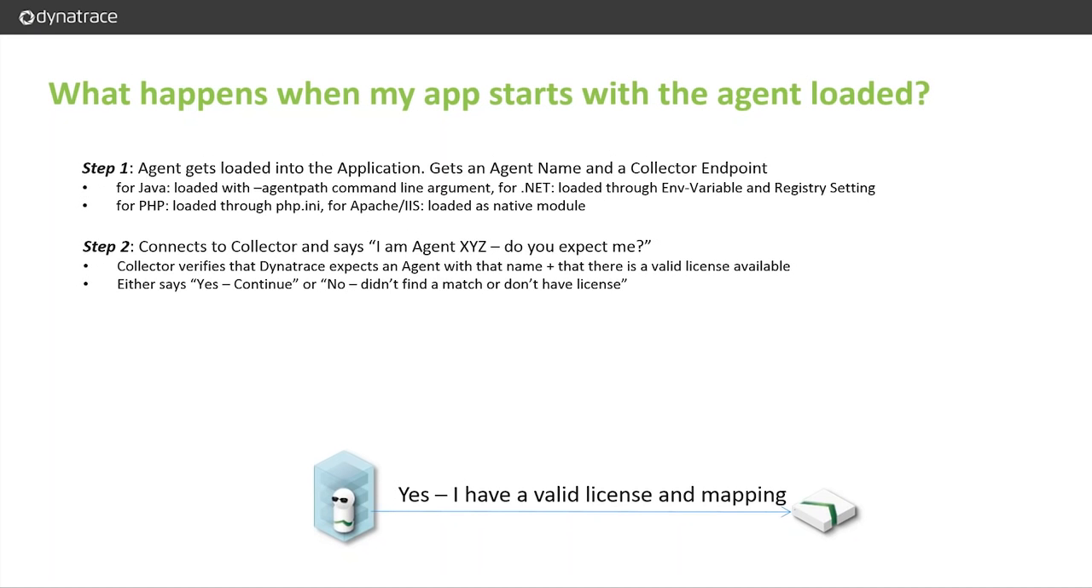So we have what are called mappings where you can say which agents you are expecting, and you can actually also deny certain agents to avoid any abuse, or make sure that only people that know what they're doing can actually connect agents to your Dynatrace installation.